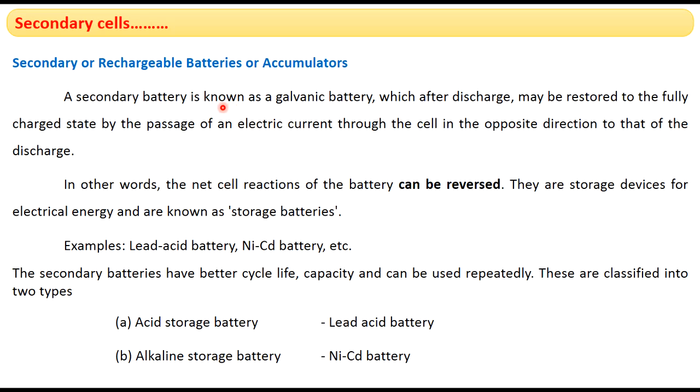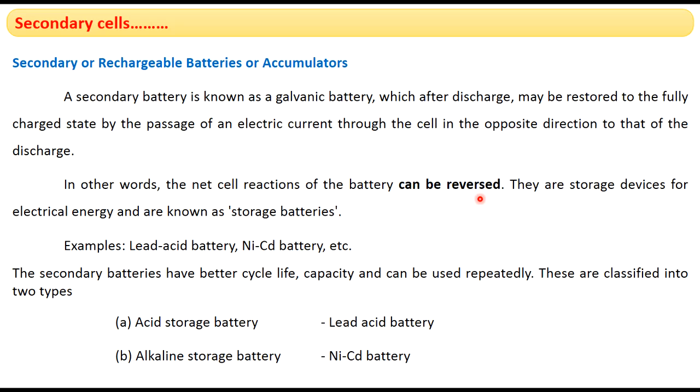Secondary cells or secondary batteries are known as galvanic batteries. Galvanic batteries are the batteries where we have two different electrodes connected, and after discharge these secondary batteries can be restored to their fully charged state by passing an electrical current in the opposite direction of the current that is being passed during discharge. In other words, we can say the net cell reactions in secondary batteries can be reversed.